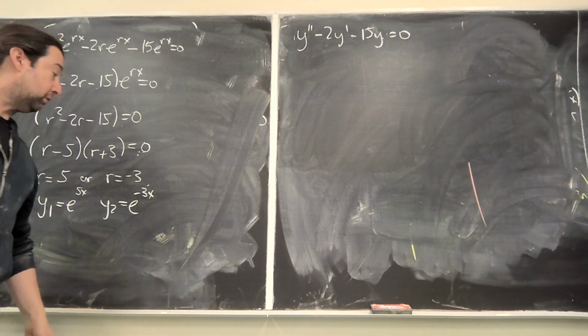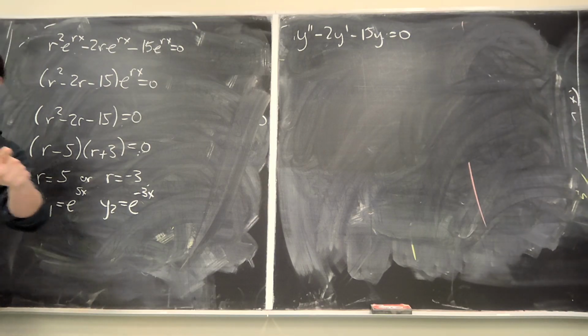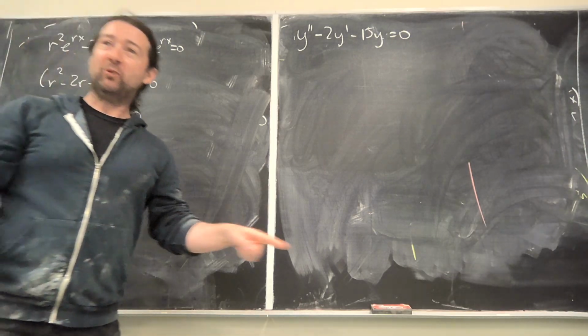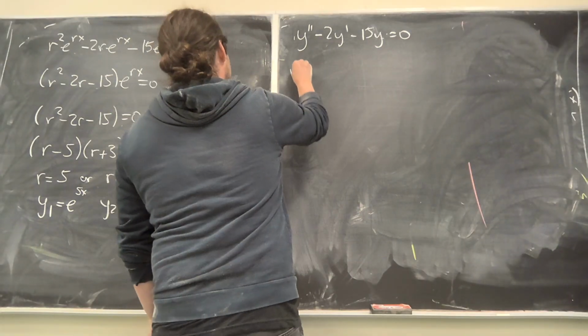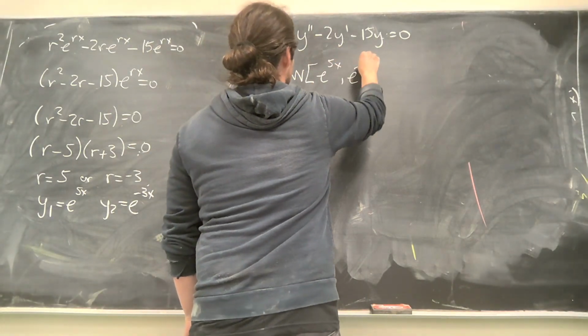If I want to conclude that I've got all the information I need, what do I need to know about those functions? Linearly... They better be linearly independent. How am I going to check that? The Wronskian, that's right. So let's calculate the Wronskian of e to the 5x, e to the minus 3x.